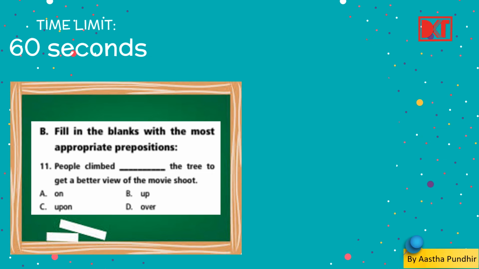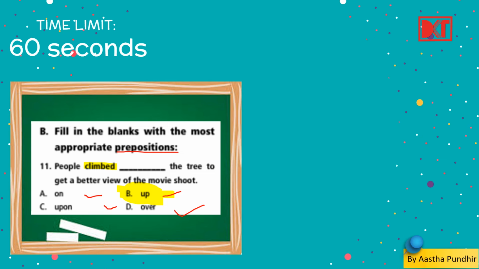Alright, so here we start off with the questions of prepositions. What we have to do in here is fill in the blank with the most appropriate preposition. People climbed dash the tree to get a better view of the movie shoot. Climbed on the tree, climbed up the tree, climbed upon the tree, or climbed over the tree. Now here the correct answer is climbed up the tree. Now we use climb up something, like climb up the ladder or climb up the tree.